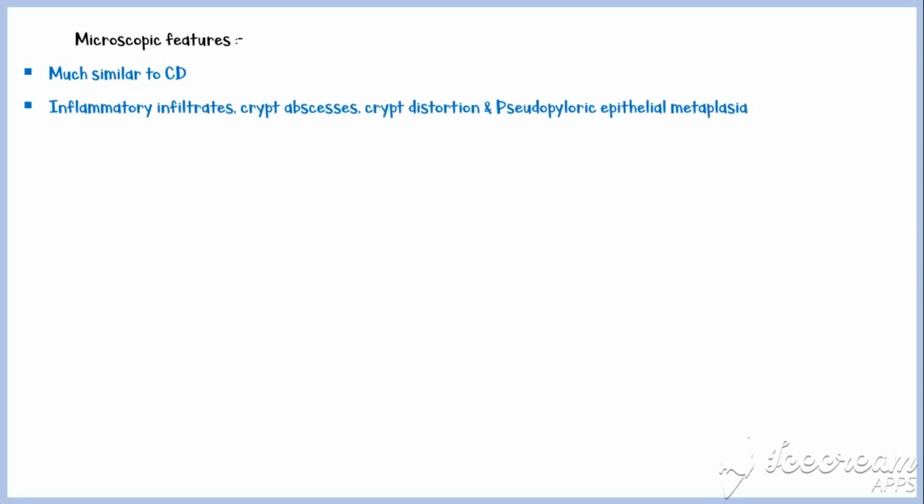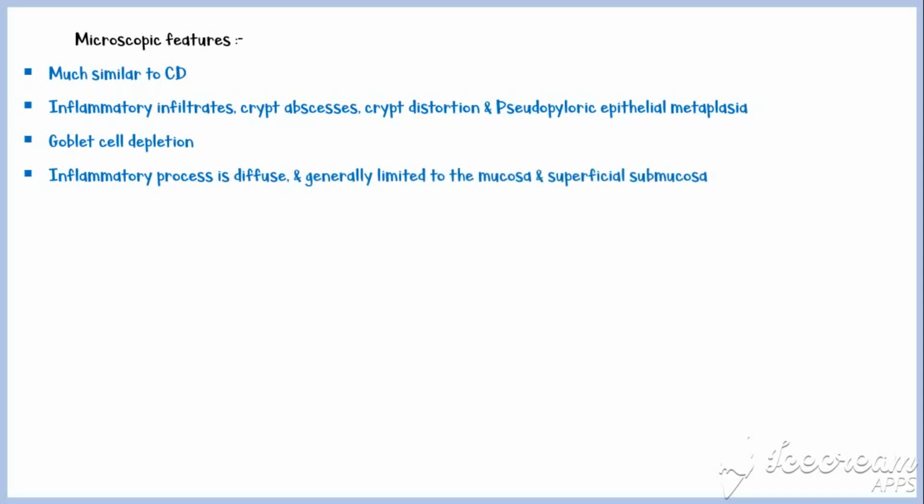Microscopic features of ulcerative colitis are much similar to Crohn's disease and include inflammatory infiltrates, crypt abscesses, crypt distortion, and pseudopyloric epithelial metaplasia. In addition to those, goblet cell depletion is also seen in ulcerative colitis. Inflammatory process is diffuse and generally limited to the mucosa and superficial submucosa. There are no skip lesions in ulcerative colitis.